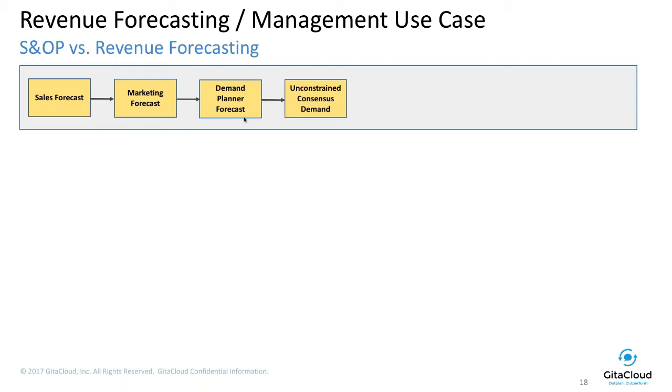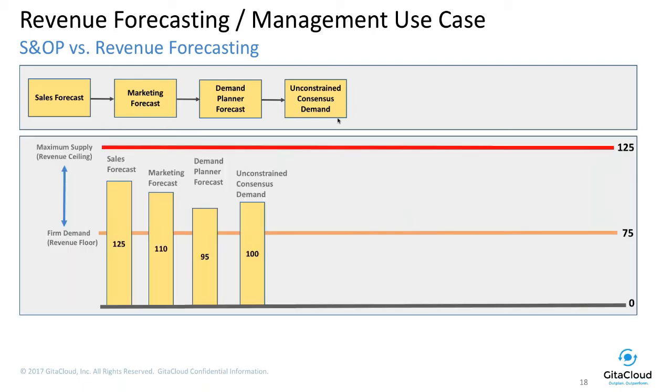Demand planners also work closely with sales and marketing teams, and together they produce the unconstrained consensus demand. This is a demand which should all turn into revenue if it did not have the revenue leakage drivers I mentioned earlier. So let's look at this in the context of the current quarter. The supply chain provides a maximum supply number by product that forms a revenue ceiling.